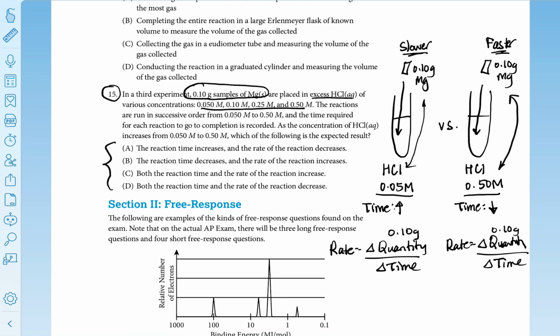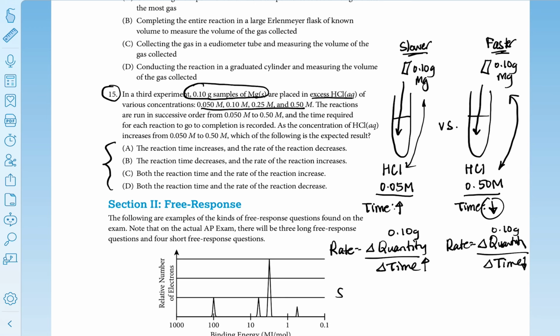And now the time, I don't have a real number, so I just used an arrow to show that in the less concentrated one, time will be a big number. So I'm going to have a large denominator in the slow reaction. In the fast reaction, the time decreased, and so I'm going to have a smaller denominator. So if we think about this, rate and time are inversely proportional. As time goes up, rate goes down.